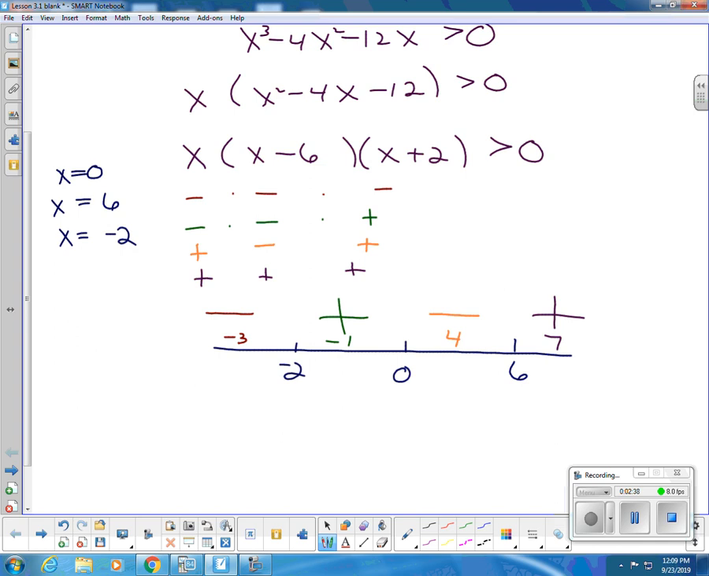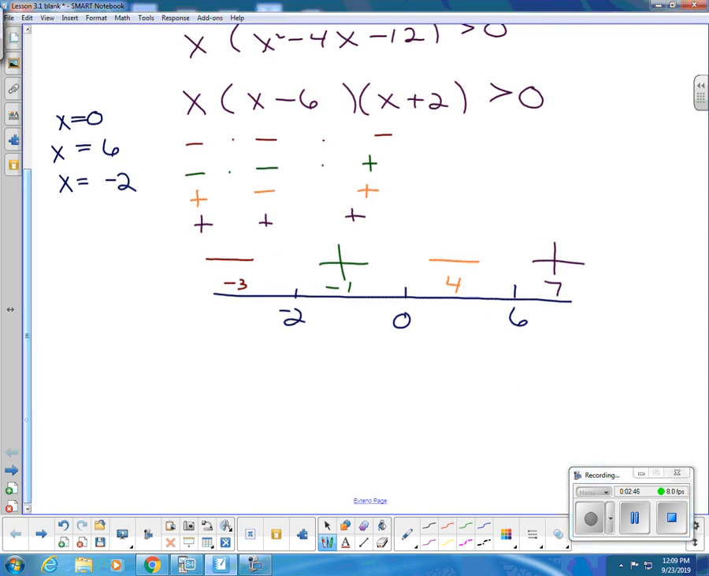Okay? So the question is asking, when is the function greater than 0? So that means when is it positive? So it is positive between -2 and 0. It goes positive again after 6, so 6 to infinity. We are not going to use square brackets because it does not say greater than or equal to 0. Only when you see that or equal to would you use square brackets.